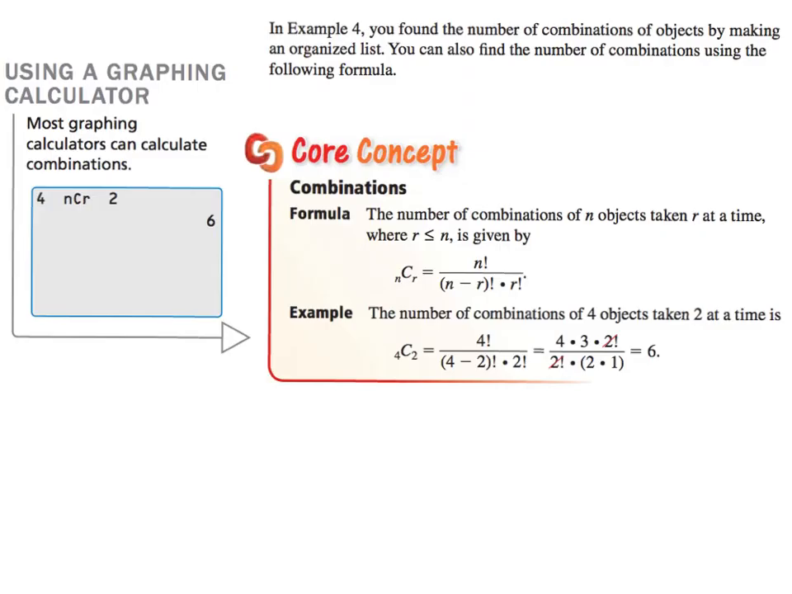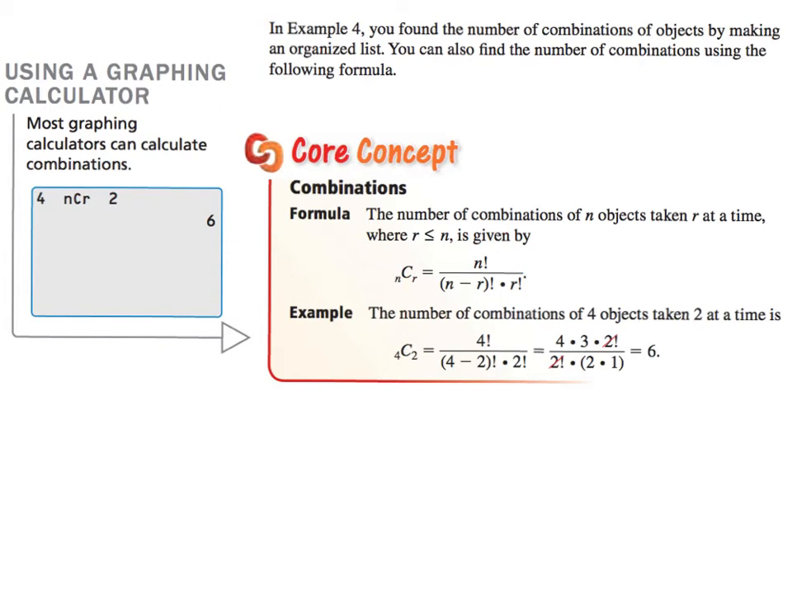Now in example 4, you found the number of combinations of objects by making an organized list. You can also find the number of combinations using the following formula. Now you'll notice this is what a graphing calculator can use as well. The number of combinations of n objects taken r at a time, where r is less than or equal to n, is given by this. We would read this as n choose r.